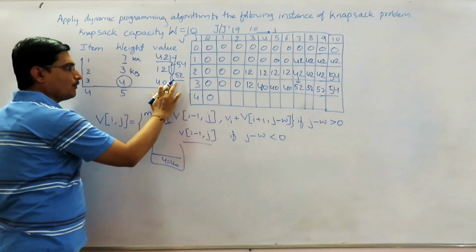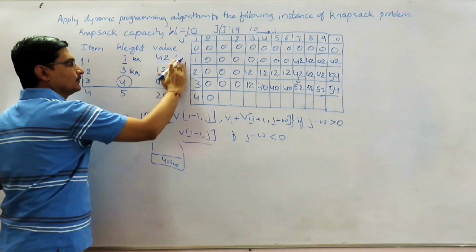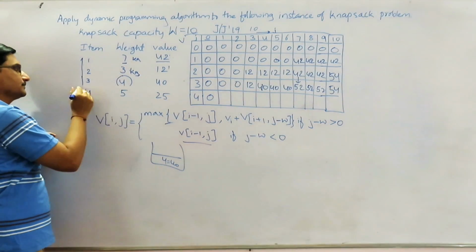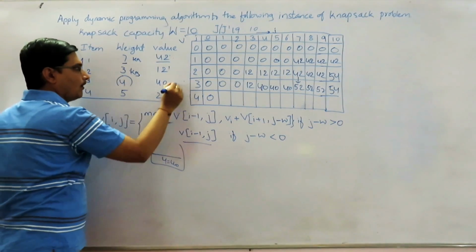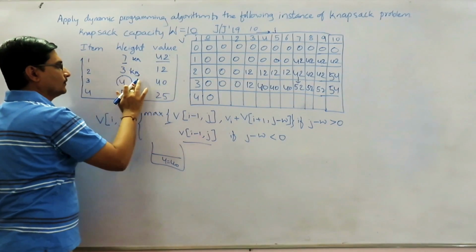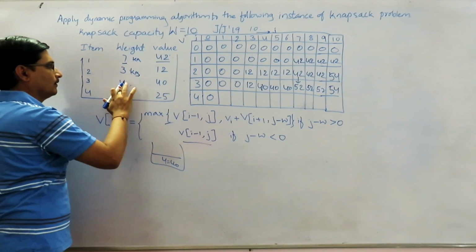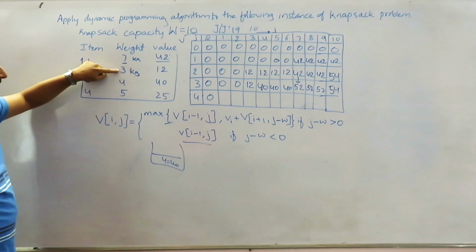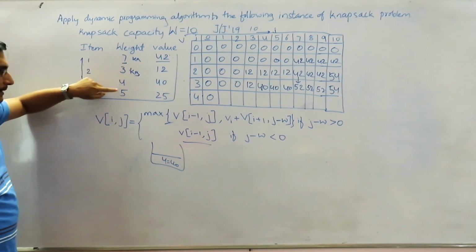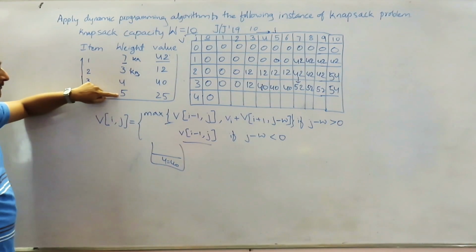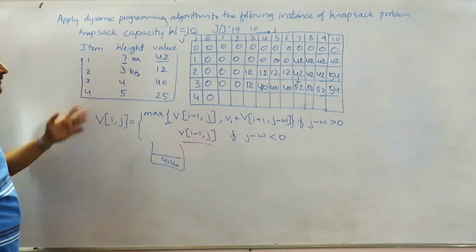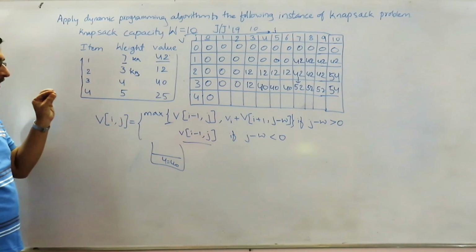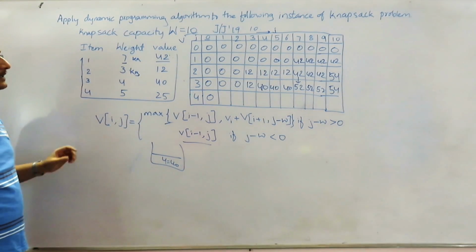So to enter the fourth row, we need to consider all four items. All four items' weight is 7 plus 3, 10, 10 plus 4 is 14, 14 plus 5 is 19, but our capacity of the bag is 10. We have to go for considering only 10 kgs.